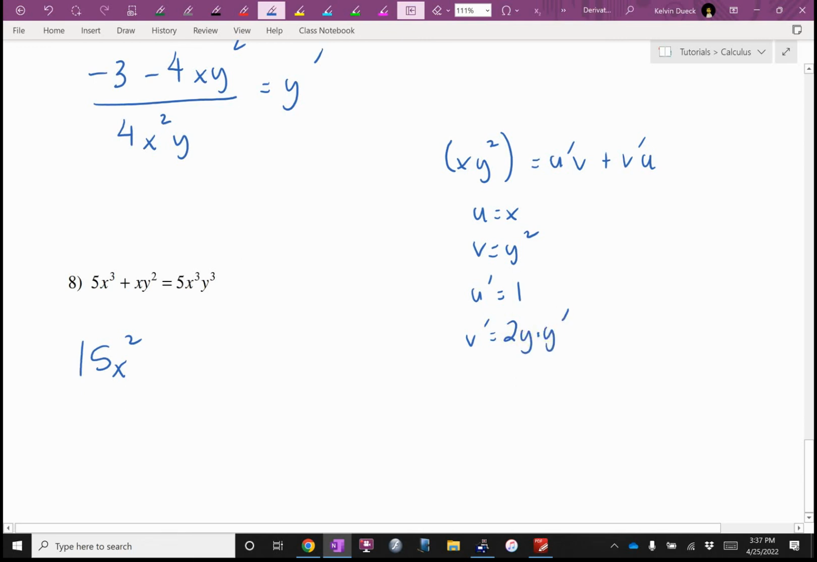Okay, so I'm going to need more room, and I'm going to change colors. I'm going to do this one in red. So we had 15x squared, and then it's going to be plus u prime v. Technically, 1y squared is the one going to make a difference. Plus v prime u equals another product rule.